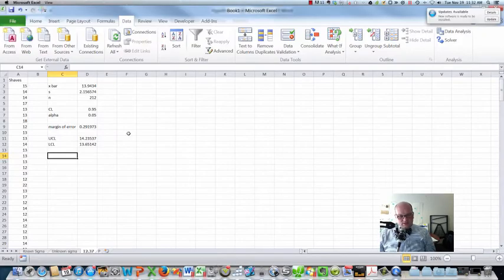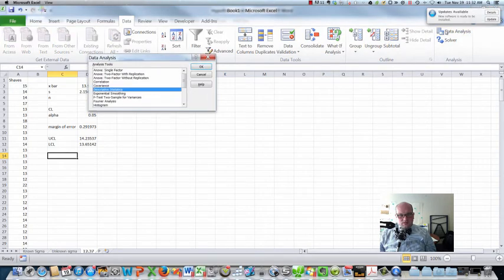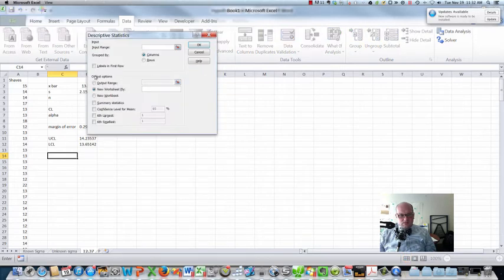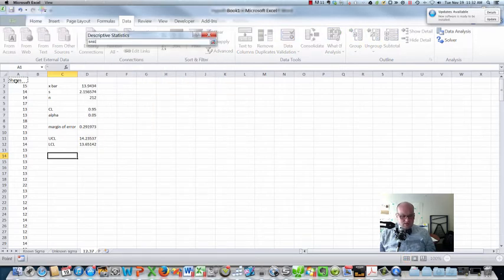All right, here's another way to do the same problem. We could just do this with the data analysis add-in. So we go to Data, Data Analysis, Descriptive Statistics. Then OK. Input range, select all the data.